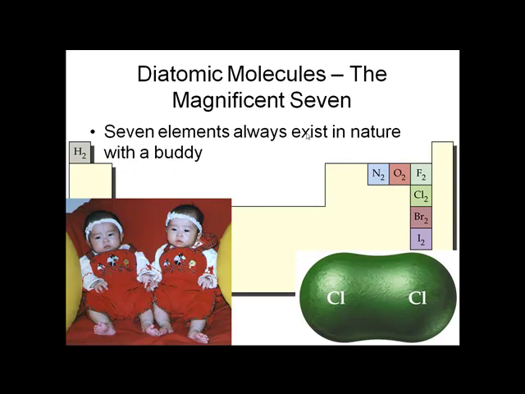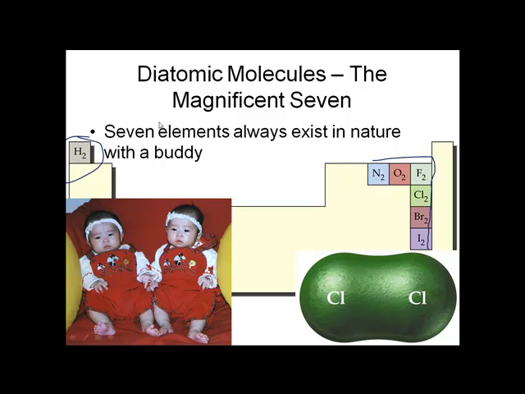There's 7 diatomic molecules. They actually form what looks like a 7 on the periodic table, starting with nitrogen, moving along oxygen, fluorine, chlorine, bromine, and iodine, and don't forget hydrogen. What it means that they're diatomic is whenever they're found in nature, they always have a buddy. They're always bonded with one of themselves.